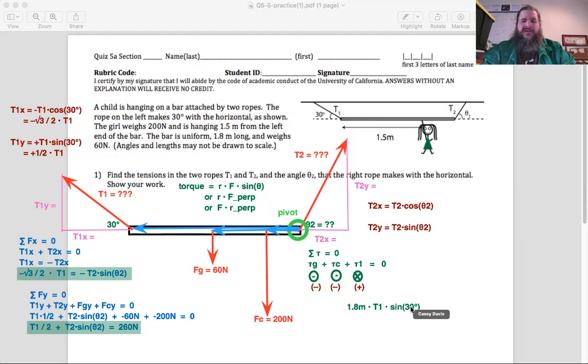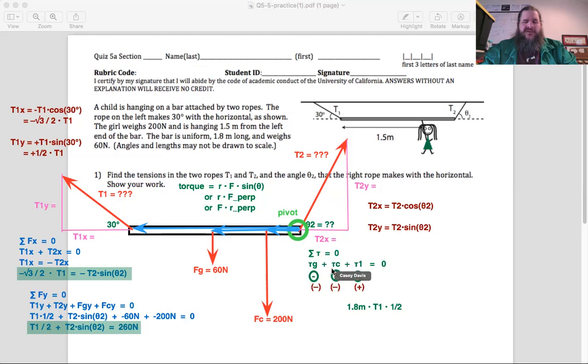T1 sine 30 is the y component. So if you write r times f times sine theta, you are effectively writing r times the y component, the perpendicular component of T1 anyway. So that's torque 1, tau sub 1. Torque 1 is 1.8 meters times the unknown tension 1 times sine 30 degrees. And sine 30 degrees we also know as 1/2, so let's fill that in as well. Sine 30 degrees, 1/2.